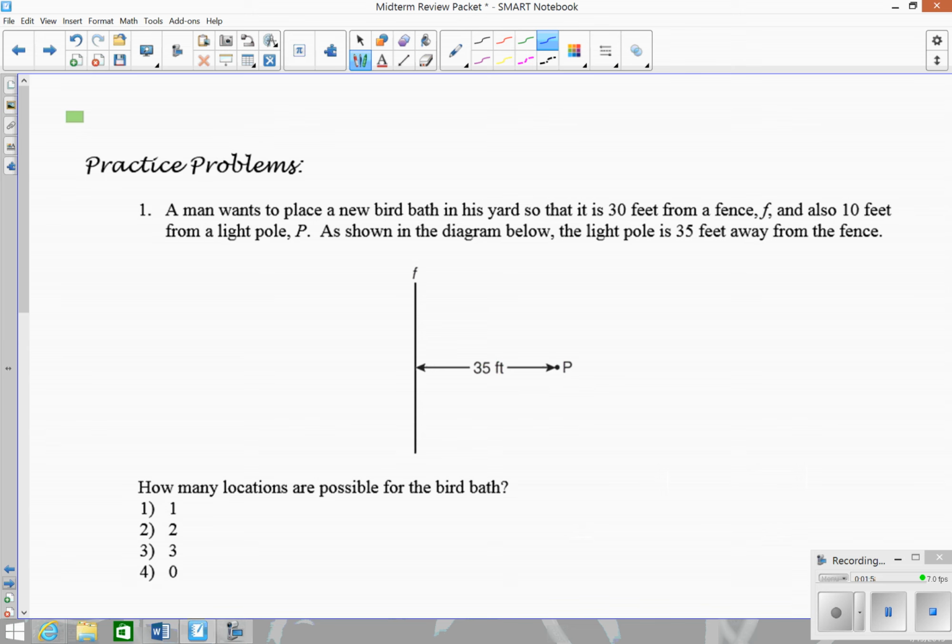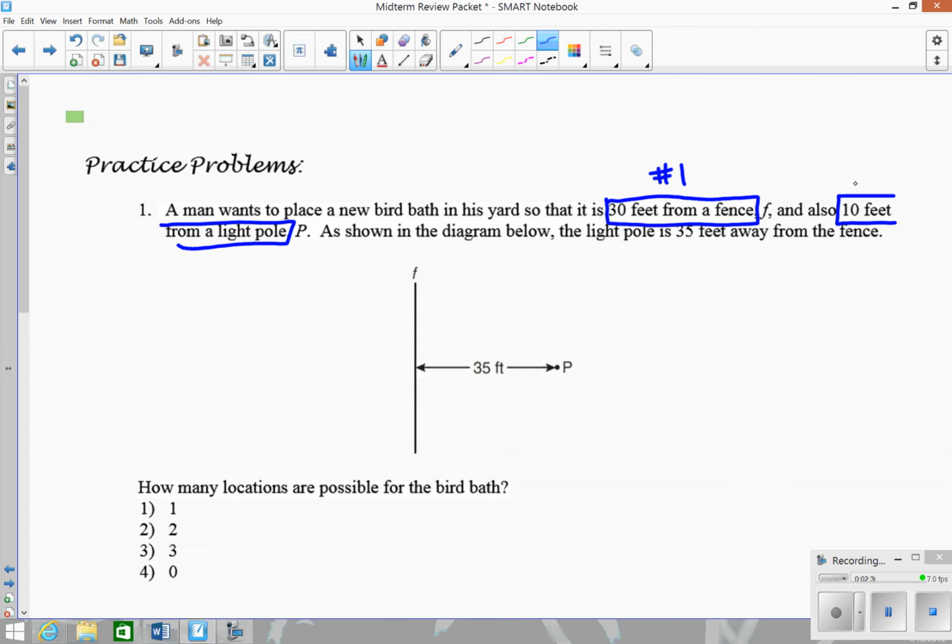So this first example is a compound locus problem, meaning we have 2 or more loci. So a man wants to place a new bird bath in his yard so that it is 30 feet from a fence. So that's going to be my first condition that I need to satisfy. 30 feet from a fence. So I'm just going to put number 1 here. And also 10 feet from a light pole. So I have 2 conditions. So we have this diagram. I want to figure out how many locations are possible for the bird bath.